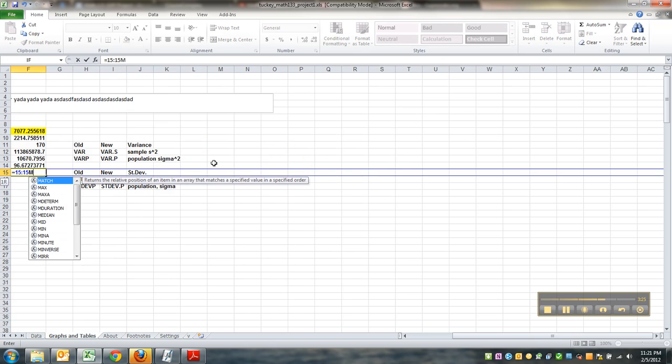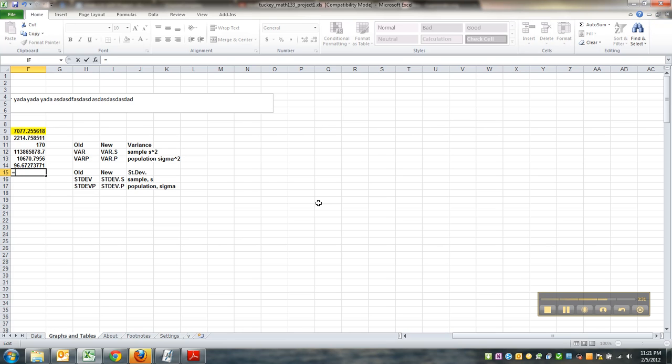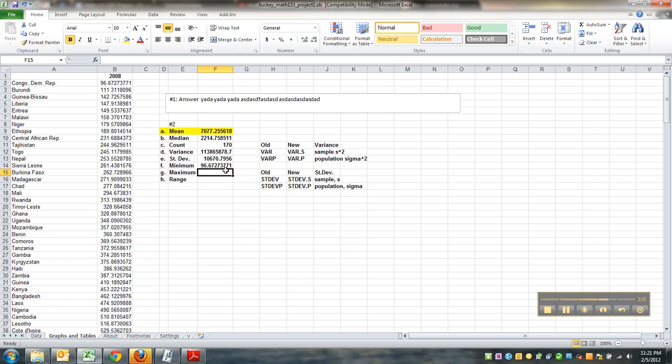Max would be, oops, hold on, I just pressed something accidentally. Yes, I know, I made a mistake. There we go. Hold on, it's skewed over. There we go. Equals MAX, parentheses, B2 to B whatever. Now the range, remember, is the highest take away the lowest. So it would be equal to this value minus that value right there.